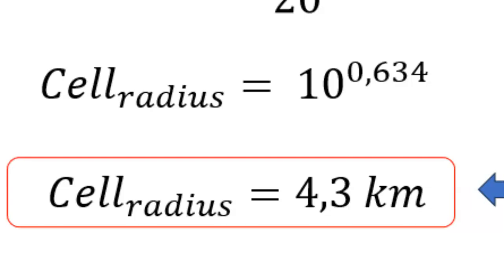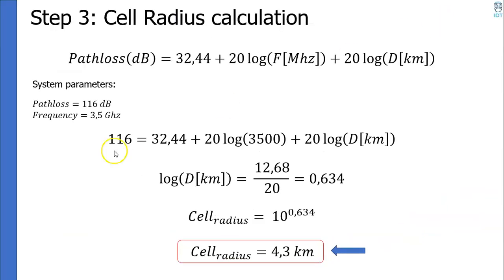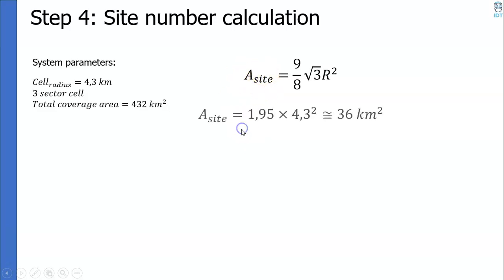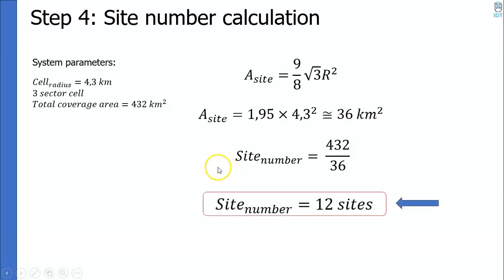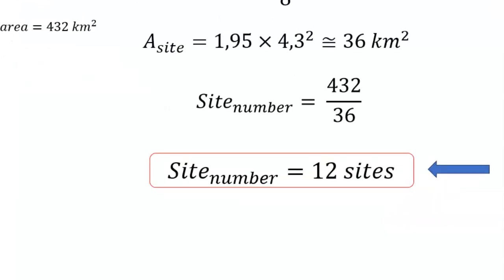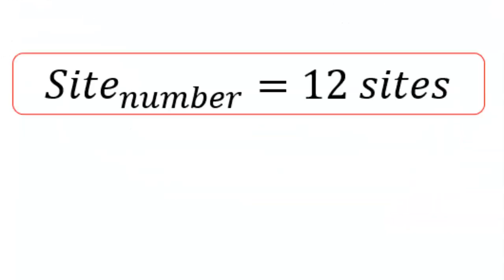All right? For the last step, we now have to calculate the site number. I will cover this area. All right? I have 3 sector cells. This is the equation for the cell area, for the site area. We do some math. And finally, we will have our site number. 12 sites to cover all this area.